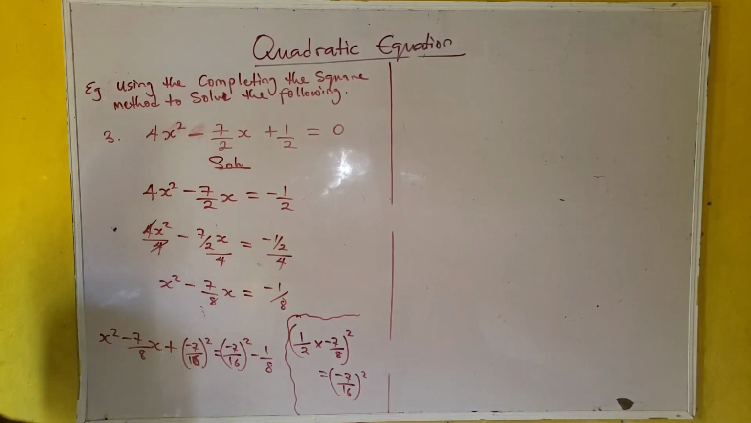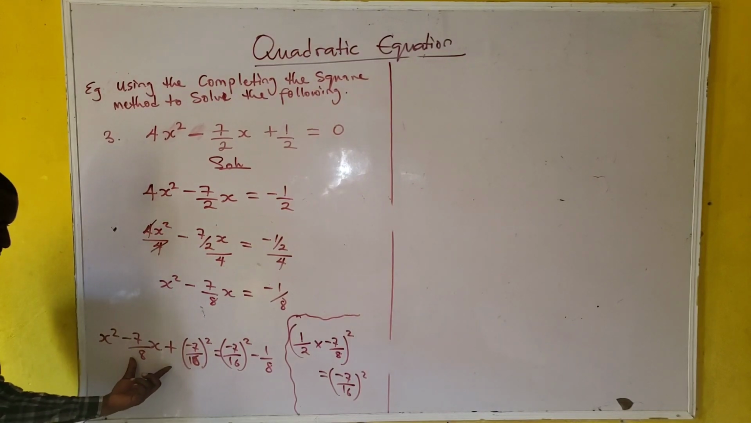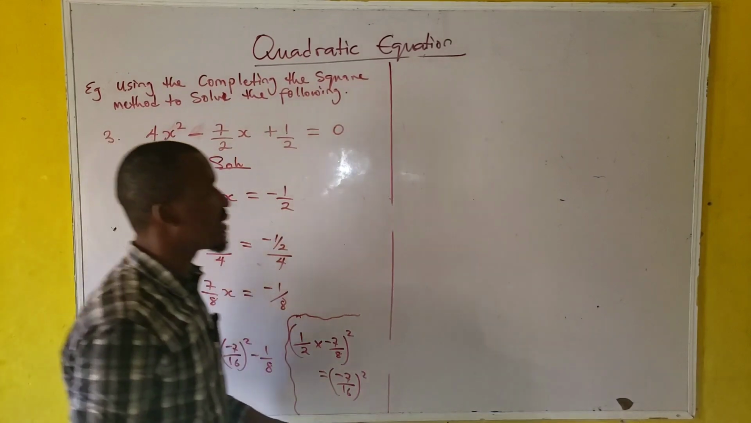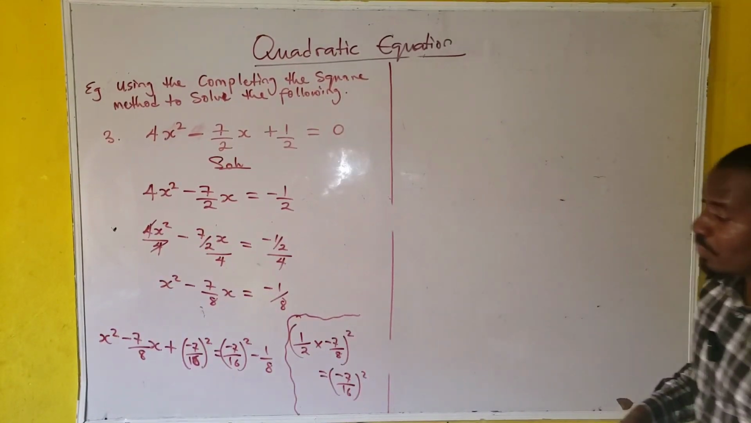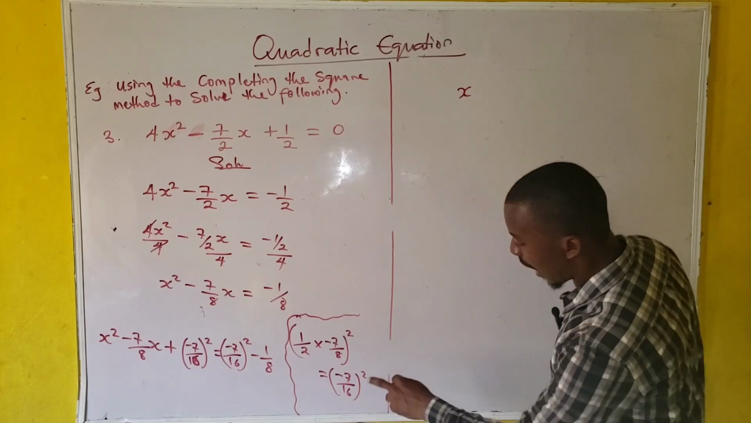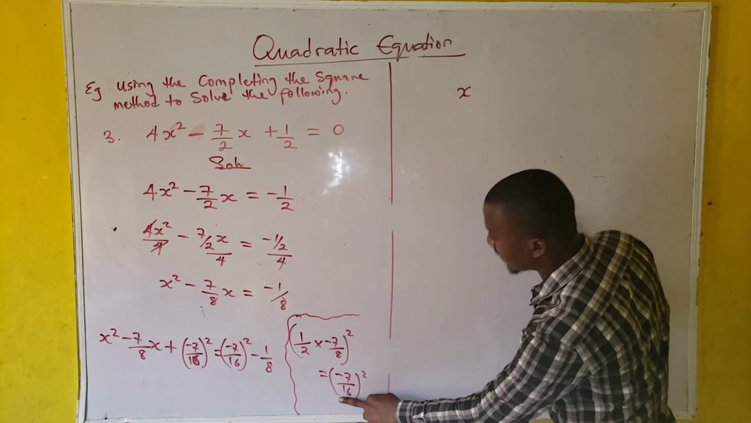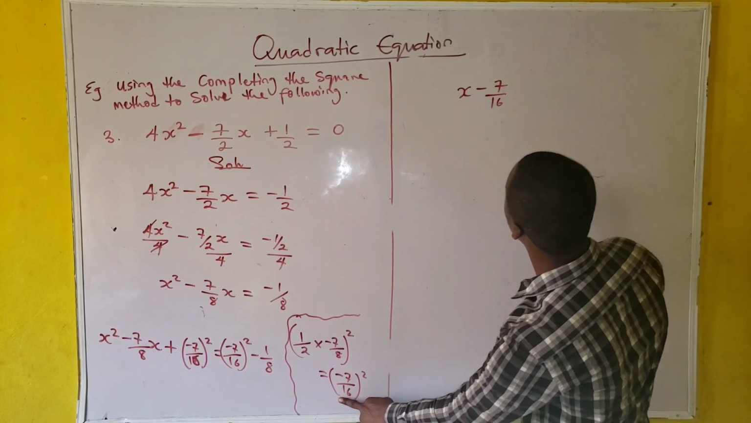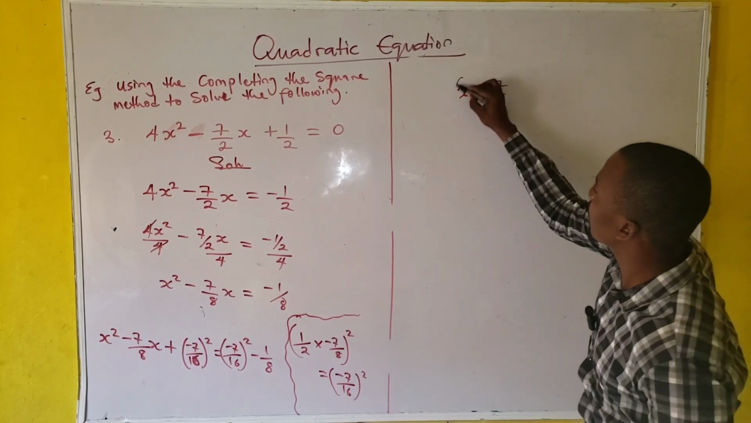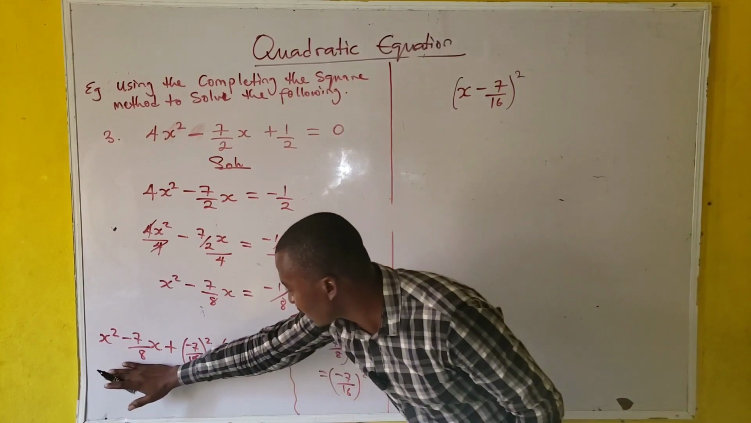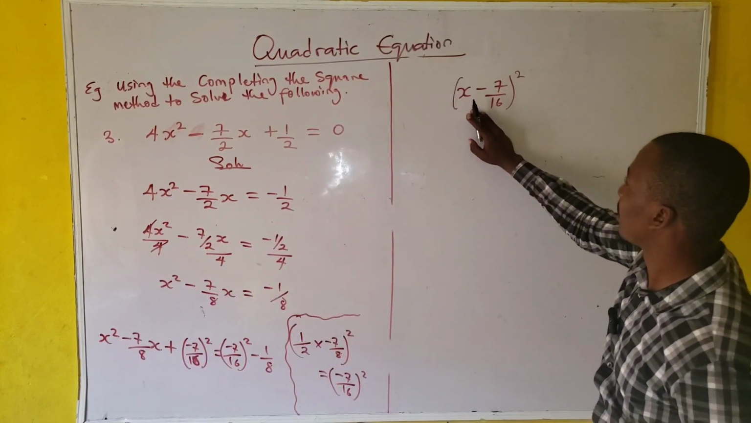So what do we do next? Factorize the left hand side and simplify the right hand side. So let's do it on this side of the board. That will give us x, which is our variable. I will come back to this bracket here and pick what I have inside that bracket, and I will close it with my square. So this left hand side is this.